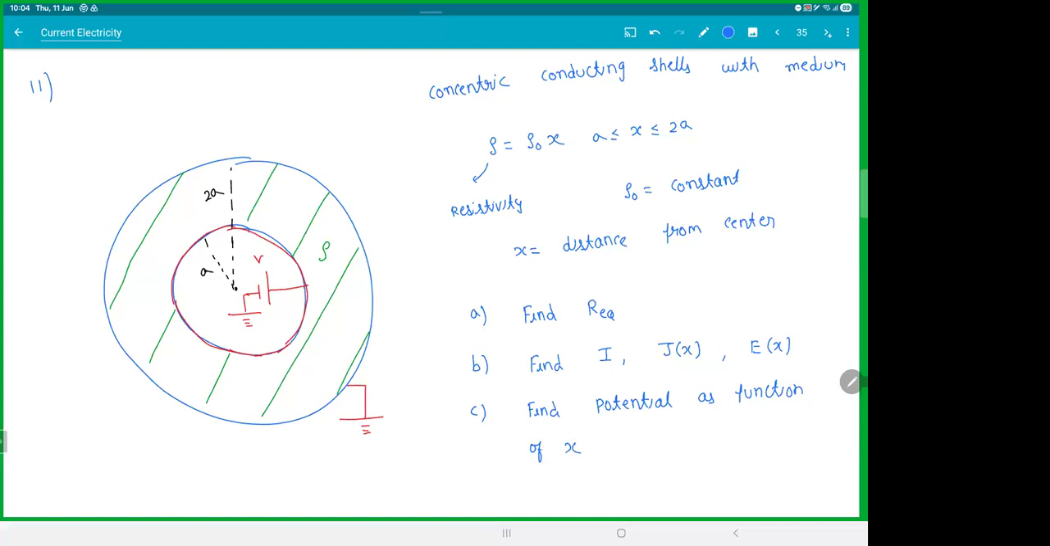Let's get these three. So the inner shell has potential V and the outer shell has potential 0. That is the meaning of the battery. I hope the battery is not confusing. I can just put V here and 0 here if that's confusing. So the battery will maintain a potential inside. So inner shell has potential V. So current will flow how? Will flow from inside to outside.